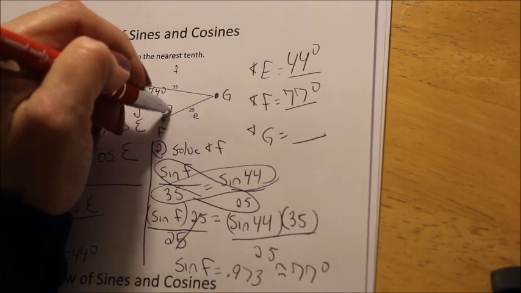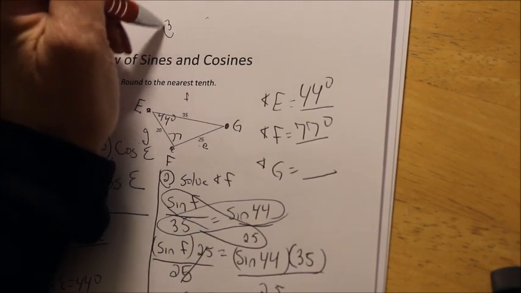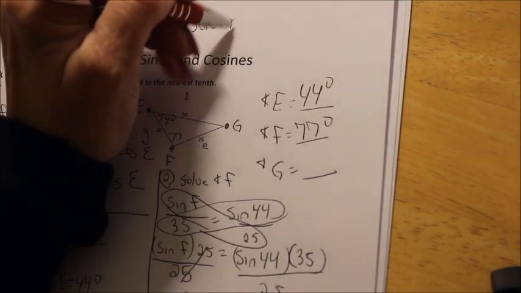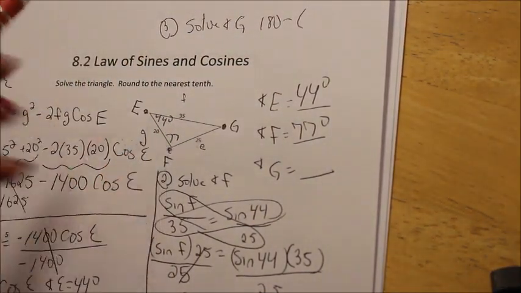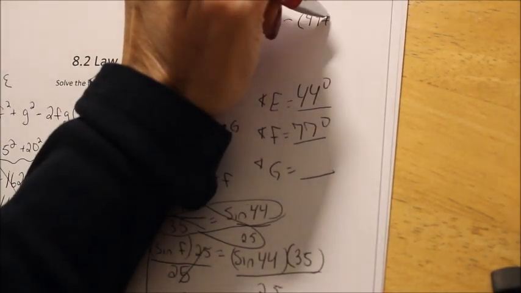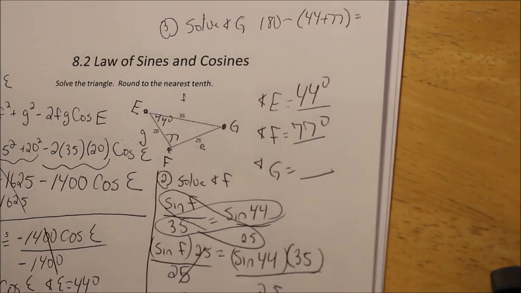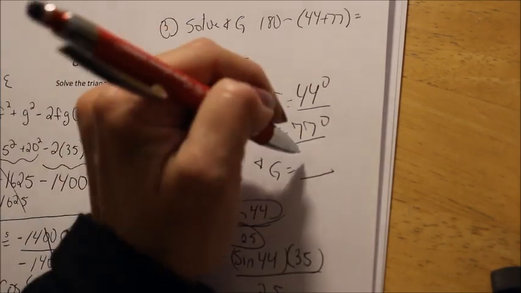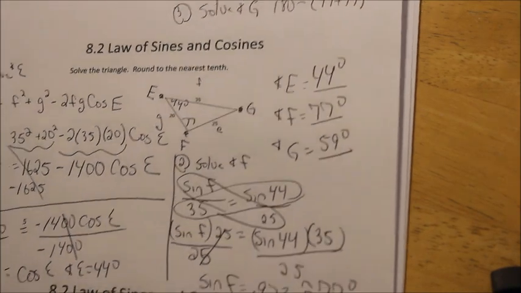Okay, so now once I have the two angles, you do not need to use trig. We know that the three angles add to 180. So, sorry, I'll do it up here, I guess. The third thing is to solve for G. We're going to take 180 minus the sum of 44 and 77. And that will give me 59 degrees. There you go. And there's your answer.